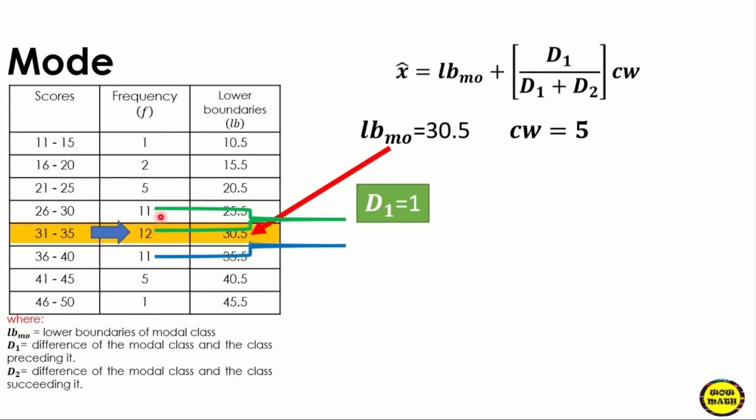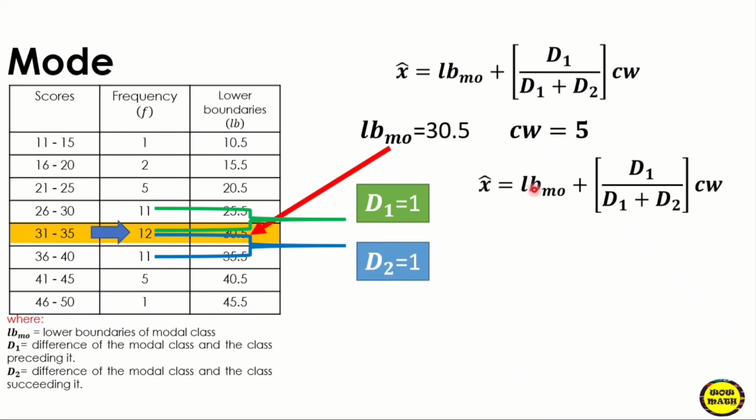And then yung D sub 2 naman, difference ng modal class natin and the class succeeding it after, no? So, ima-minus din natin. So, 12 minus 11, the answer is 1. Okay, kunin lang natin yung difference. So, therefore, kompleto na. So, isa-substitute natin sa formula. So, 30.5. So, yung class width, again, difference nito, 16 minus 11. Kung ano yung dalawang number dito, i-minus nyo lang yon. So, that is 30.5 plus the quantity of 1 over 1 plus 1 times 5.